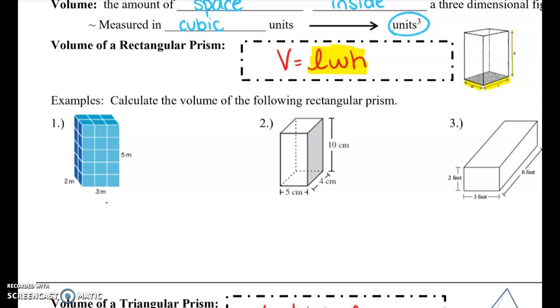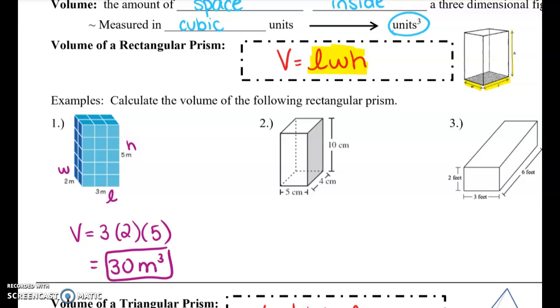So I'll call this my length, this my width, and this is my height. So my volume is to multiply length times width times height all together, and I get 30 meters cubed. Then for the next one, I'll call this my length, my width, and my height. Once again, they're kind of interchangeable for these. So as long as you're multiplying all of the numbers together, you should get the right answer. So 5 times 4 times 10 is 200 centimeters cubed.